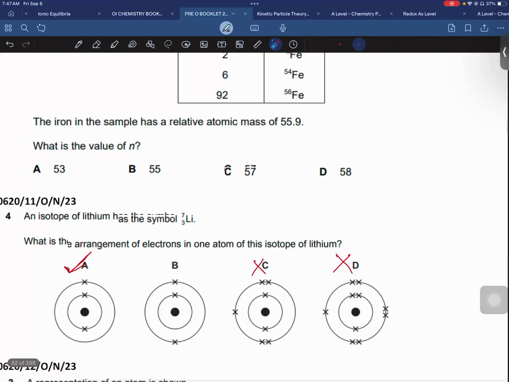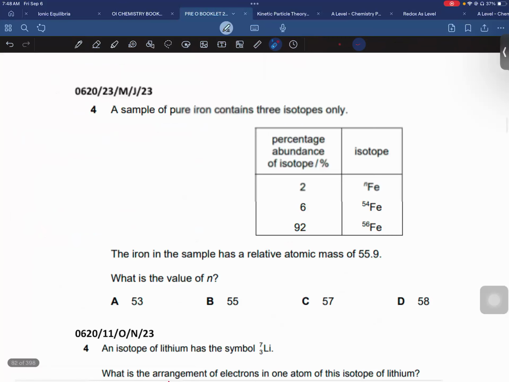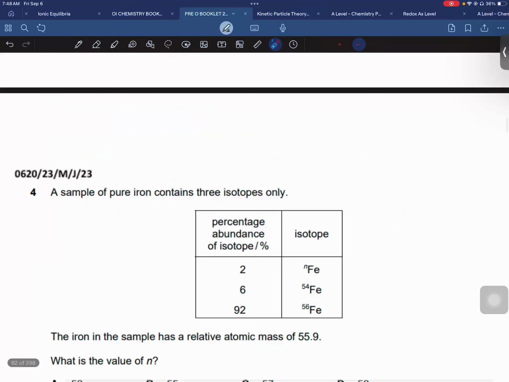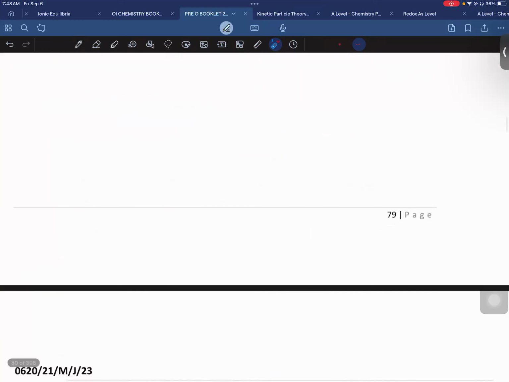The reason I got confused with the 7 and the 3 is because I usually look at the top number and the bottom number, and I saw 7 was the top number, so I thought that was the nucleon number. I told you, the smaller number is the proton number. Whether it's in the bottom or it's on top.